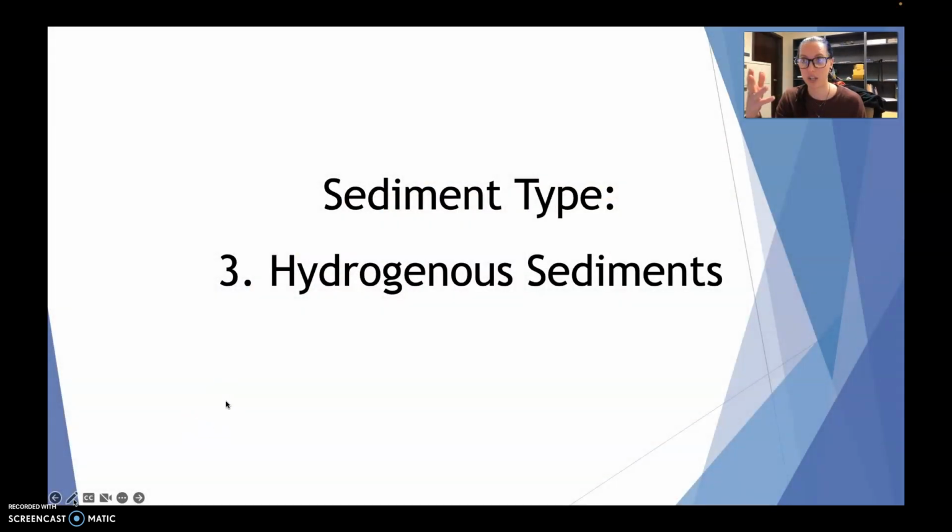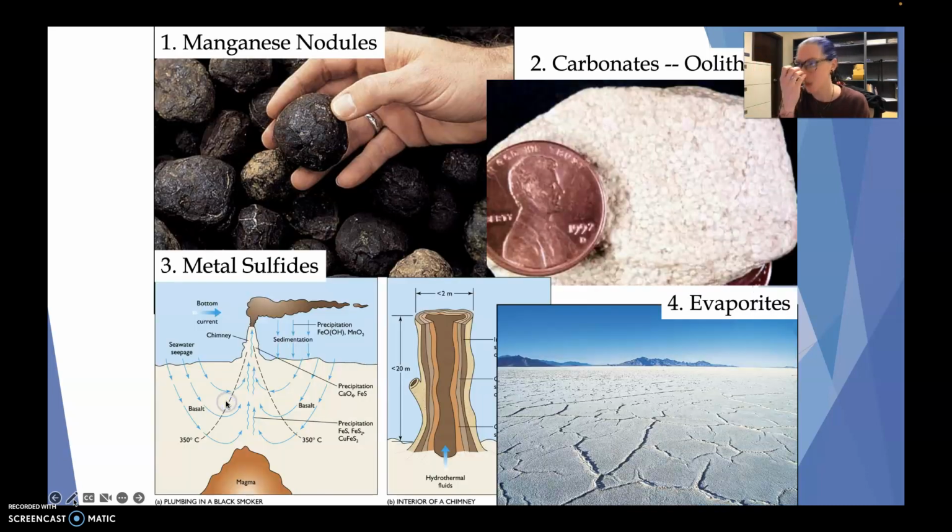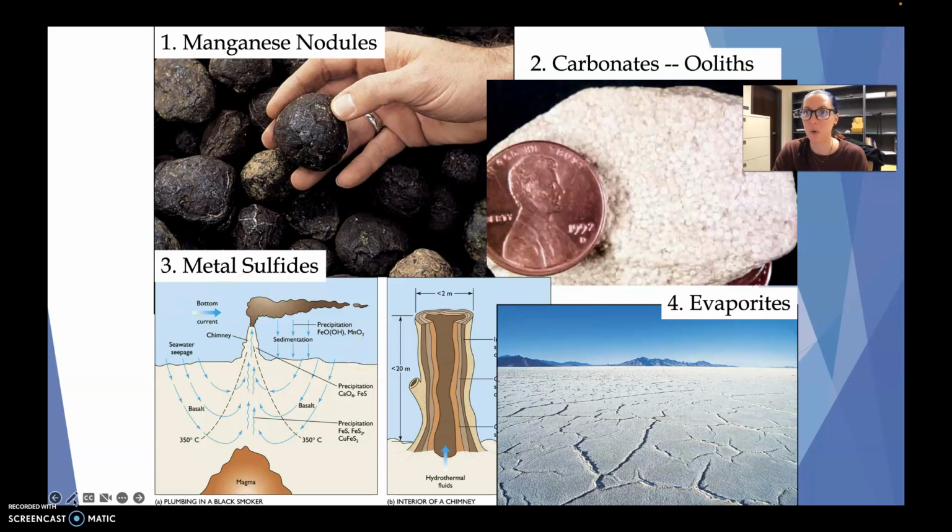We're going to start with hydrogenous sediments. Hydrogenous, in a simple way, just means that there's a chemical reaction going on that's changing the composition of that rock or of that piece of black smoker stuff. Four main types of hydrogenous sediments include manganese nodules. They kind of look like little truffles to me. And then we have carbonates or ooliths, which are kind of interesting, almost looks like styrofoam in a way.